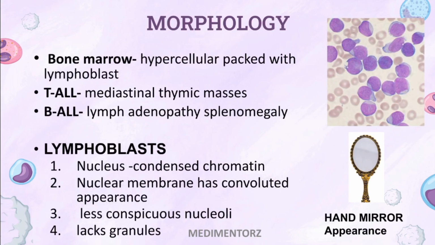Let us see about the morphology of ALL. The bone marrow is hypercellular, packed with lymphoblasts. In T-ALL, we have the specific mediastinal thymic mass involvement, and in B-ALL, we have lymphadenopathy and splenomegaly. In peripheral smear, we have these lymphoblasts. The nucleus is composed of condensed chromatin, and the nuclear membrane has a convoluted appearance, and the lymphoblasts have less conspicuous nucleoli and lack granules. So this appears as a hand mirror.